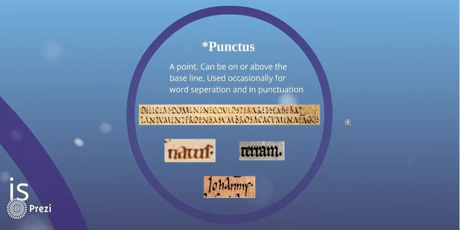Now the punctus is a point. There are different variations as we saw, but it can be used either on the baseline or raised above it, either for word separation or in punctuation.